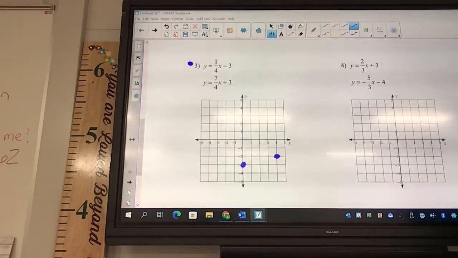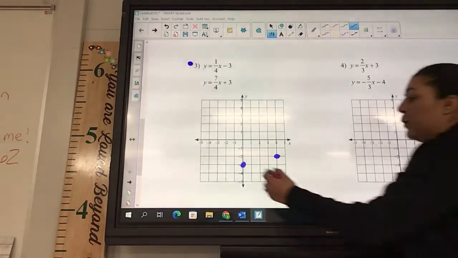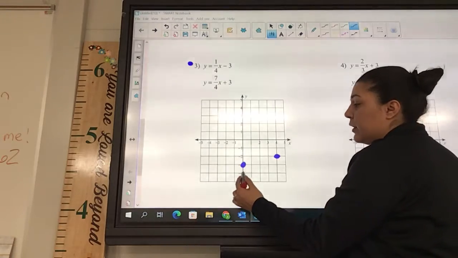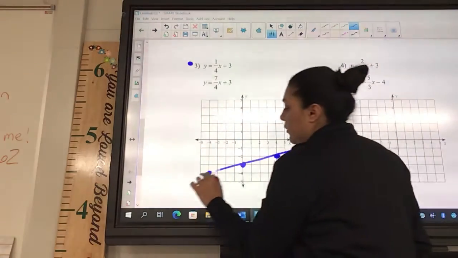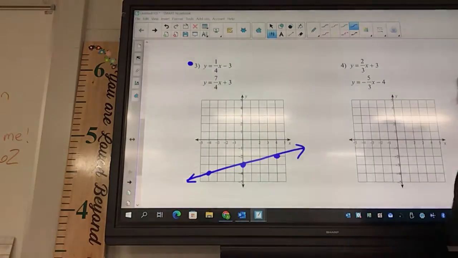Can we go up 1 and over 4 again? No. So you're going to go back here, and then you're going to have to go down 1 and over 4 the other way. Then you've got enough to fill in your line.